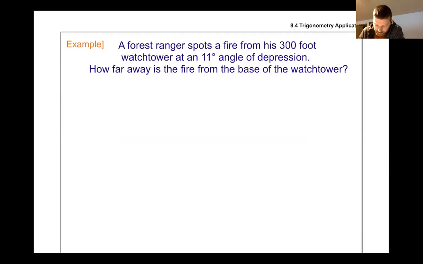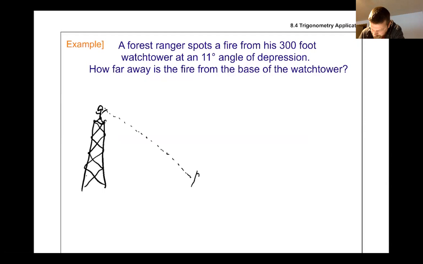So I'd say make yourself a picture. We got some ranger on a watchtower. There he is. And he's looking down at a fire. You see some fire. So I'm going to put that line of sight, and there's some fire here. Fire.